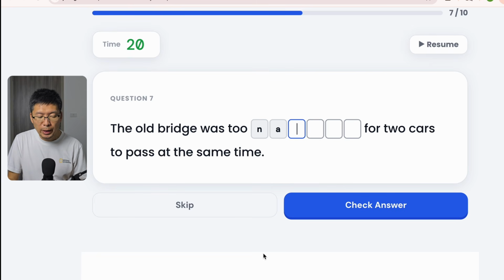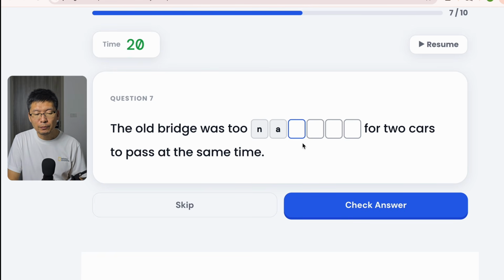The old bridge was too what? For 2 cars to pass at the same time. When we see "too," it means something can't be done, right? So it means 2 cars can't pass at the same time. So it means the bridge was too what? Is it a noun, verb, or adjective?